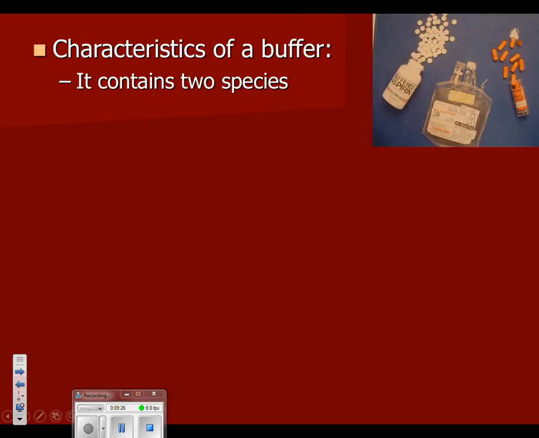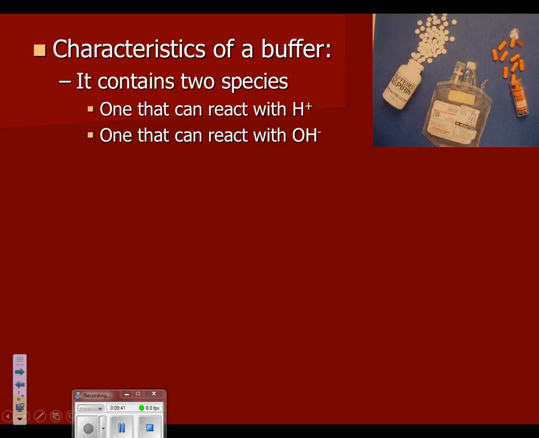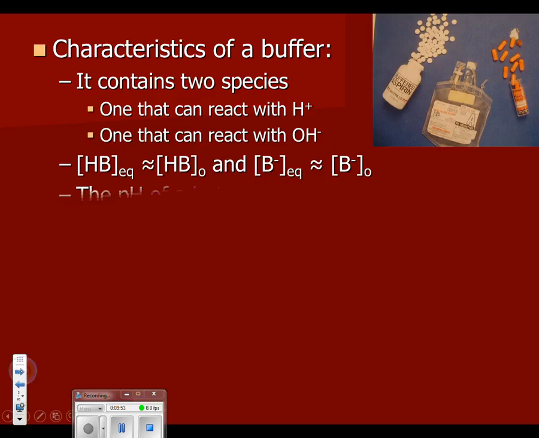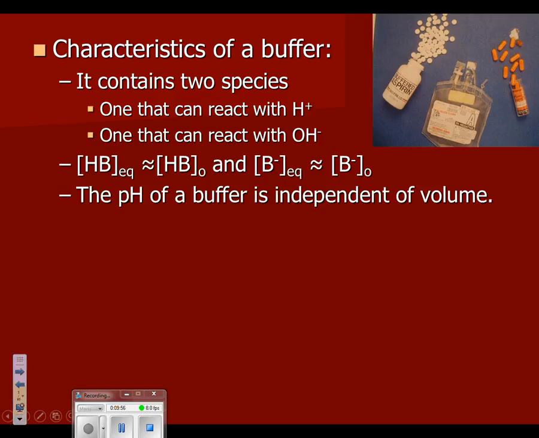We'll do a couple things. A buffer contains 2 separate species. One that will balance out acids, and one that will balance out bases. So one that can react with the H plus and one that will react with the OH minus, the acid or the base. At equilibrium is about what happens after I start, so I'm not changing the amount overall. The pH of a buffer is independent of the volume, so it doesn't matter how much I have, the pH is always the same, hopefully, of a buffer.